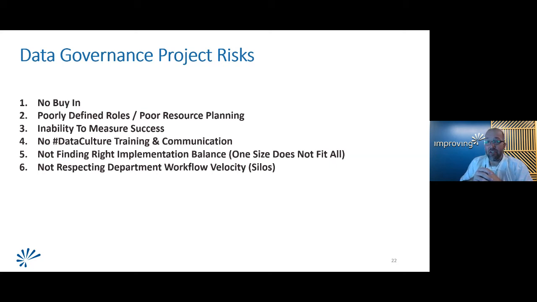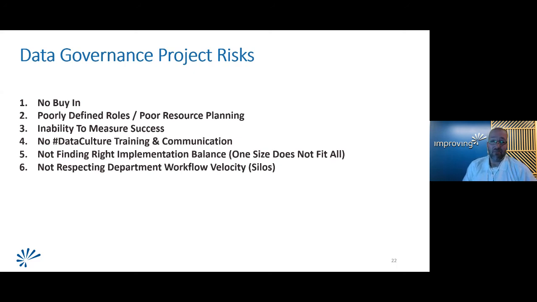No training and communication. If people aren't in the know about what's going on in the organization around data, how are they able to help? Kind of a simple question. And then not finding that right implementation balance. Like I said, it's not one size fits all. Maybe your organization is going to be successful with a data governance light, where you're really only focusing on data quality, or you're really only focusing on data ingestion best practice. There is no defined success path for your organization. You have to define that yourself.